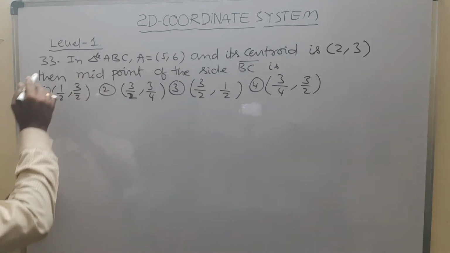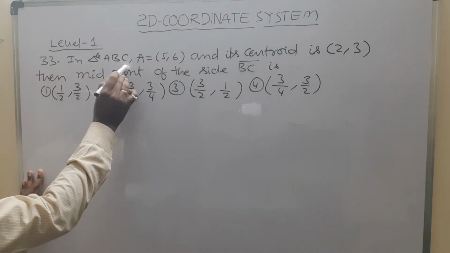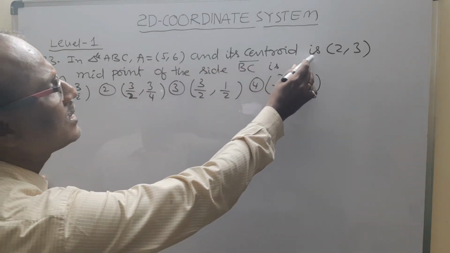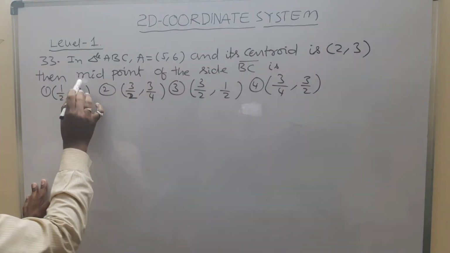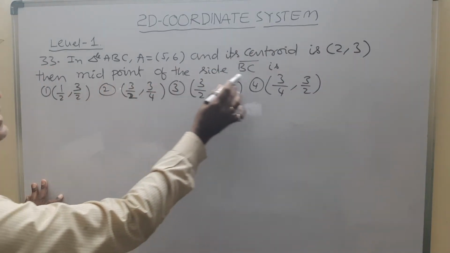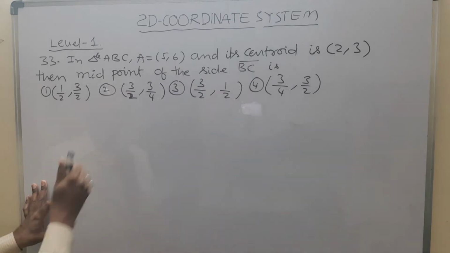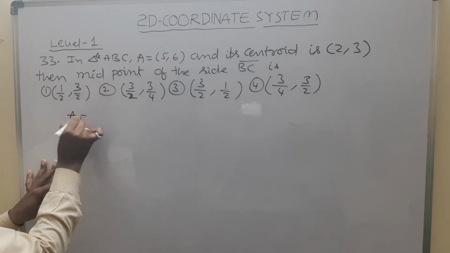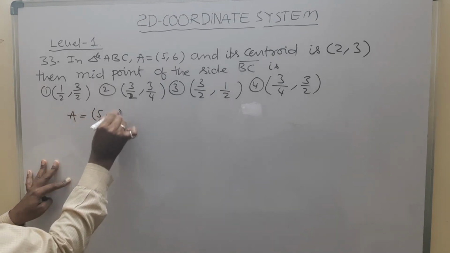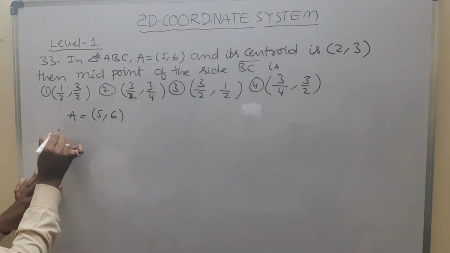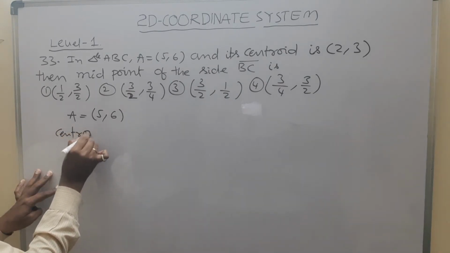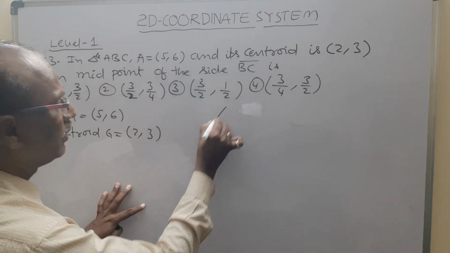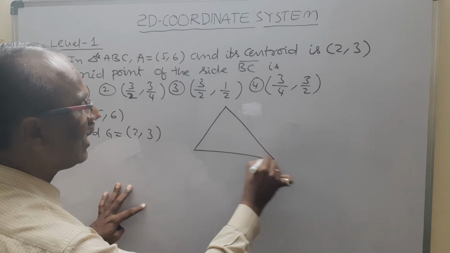Question number 33. In triangle ABC, A is equal to (5, 6) and its centroid is (2, 3). Then the midpoint of the side BC is, these are the four options given. Here, given point A in triangle ABC, A equals (5, 6). Centroid G equals (2, 3). ABC is the triangle.